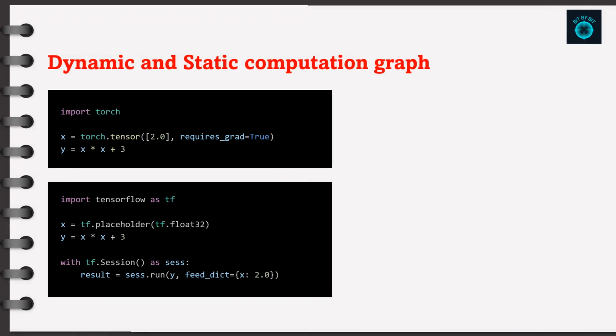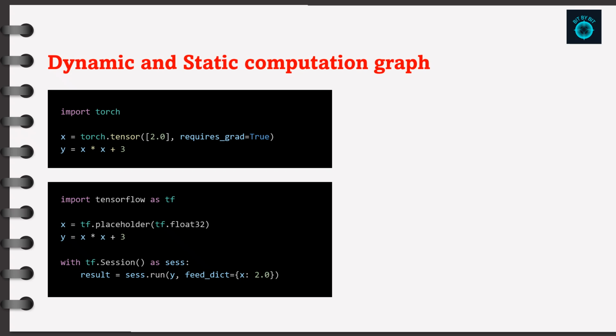A computation graph is like a map of operations your deep learning model will do. Each node in the graph is a math operation like addition, multiplication, or matrix multiplication. The edges, arrows, show how data flows from one operation to the next. This graph tells the computer how to calculate the result and how to go backward for training with backpropagation.